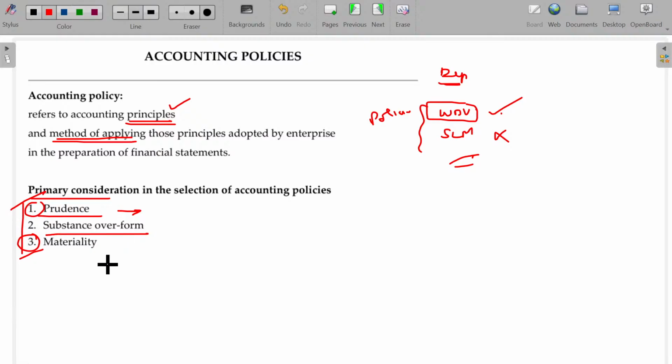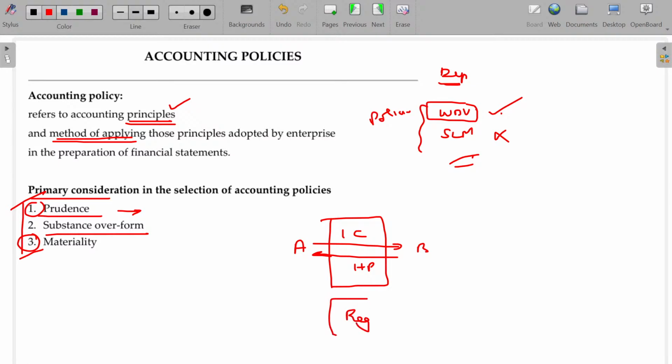Now, substance over form. Already I explained, right? A gives 1C and B transfers his house property to A. This is transaction number 1. And registration happened later on. Now, this happened on 25th March 25. This happened on 5th April 25.